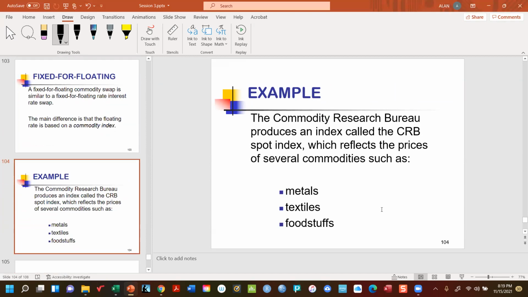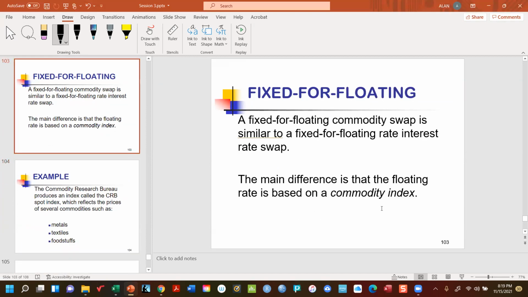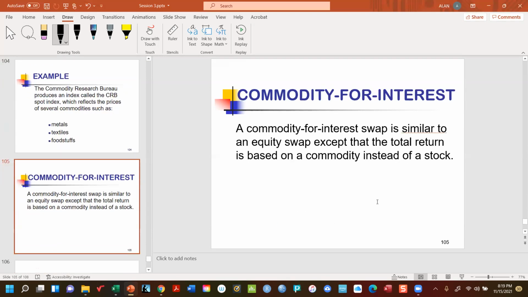All right, so you're kind of gambling on the future direction of commodity prices when you enter into something like this. Or else, you might be concerned that you own commodities and you don't want to lose money. So you might want to trade the return for a fixed rate of interest. Okay, so there's a lot of ways we can use these. Commodity for interest means you're basically trading the returns to a commodity index for a floating rate of interest.